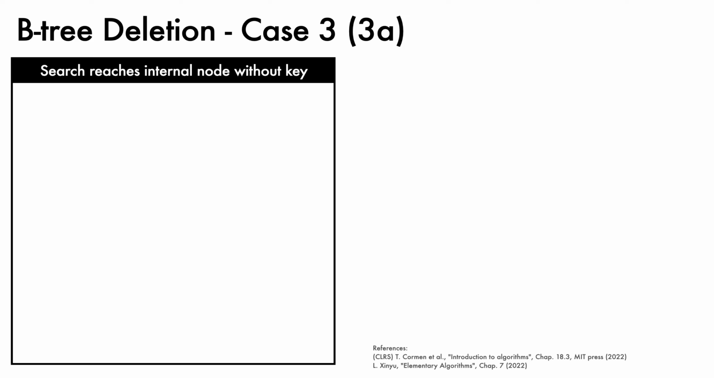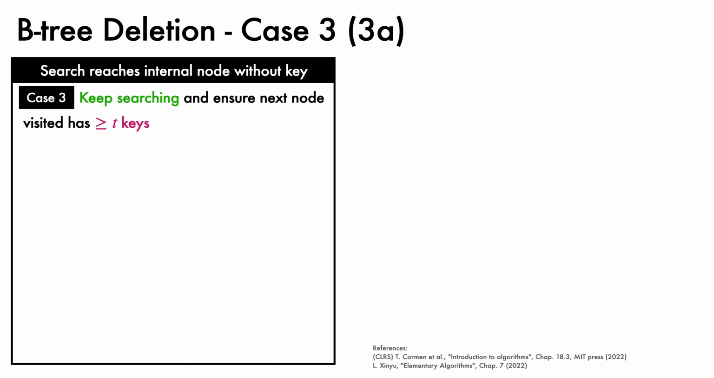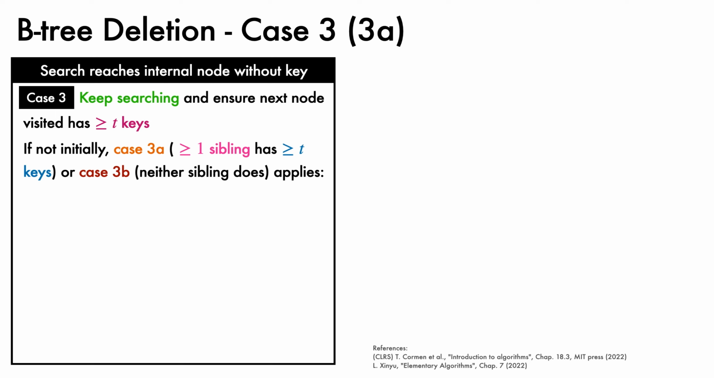Onwards to case 3. Here, we consider the setting when search reaches an internal node that does not contain the key to be deleted. The strategy for case 3 is to keep searching down the tree while ensuring that the next node visited has at least t keys. If it does not initially have at least t keys, we apply either case 3a, in which at least one of the node's siblings has at least t keys, or case 3b, in which neither sibling does, and we need to perform a merge operation.